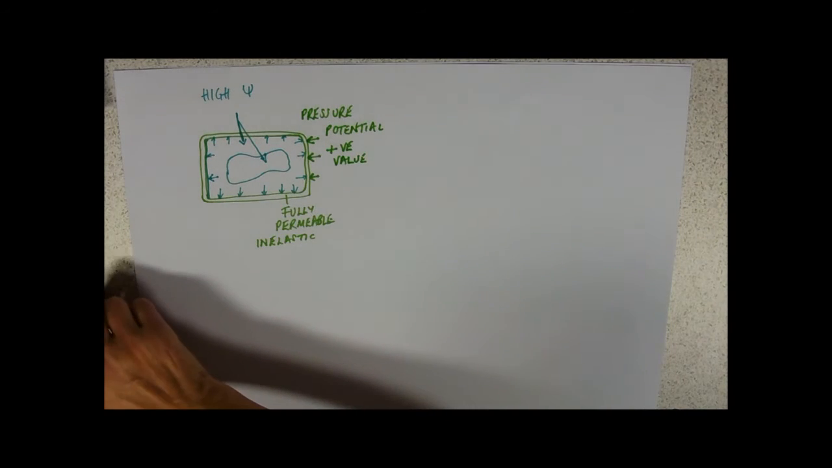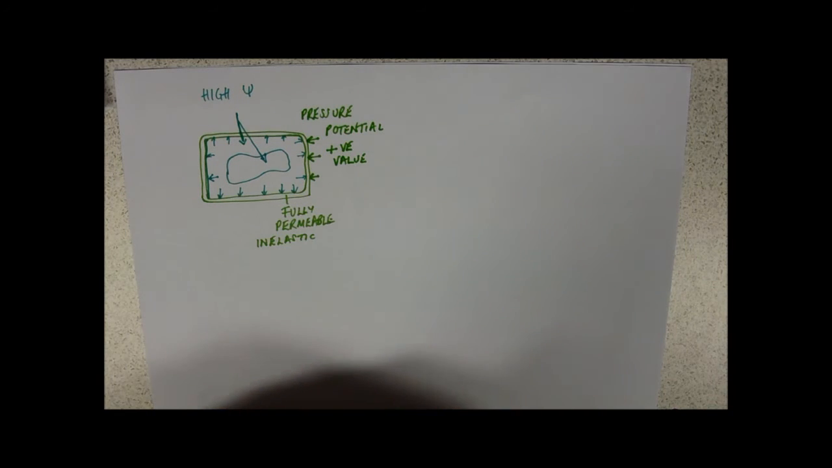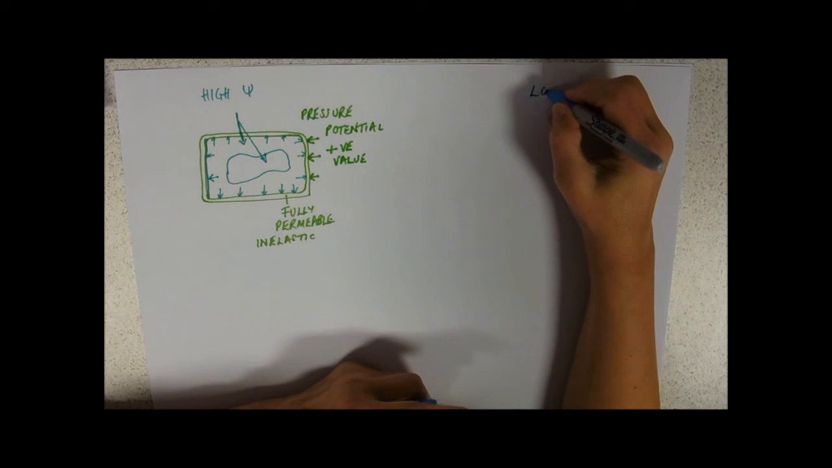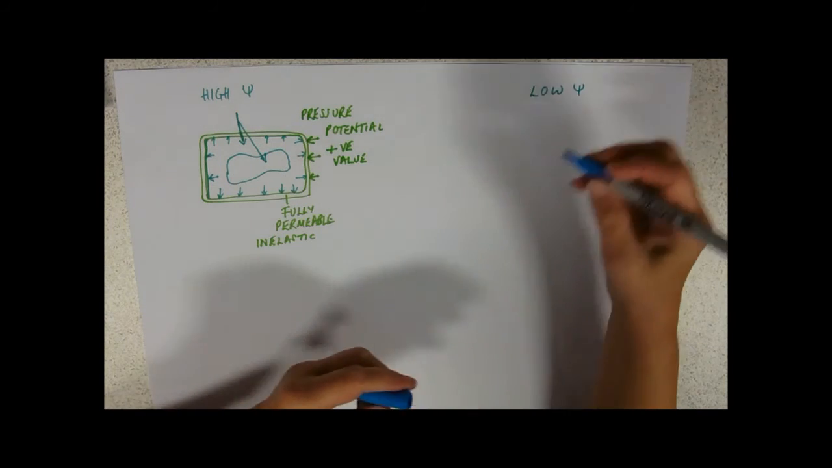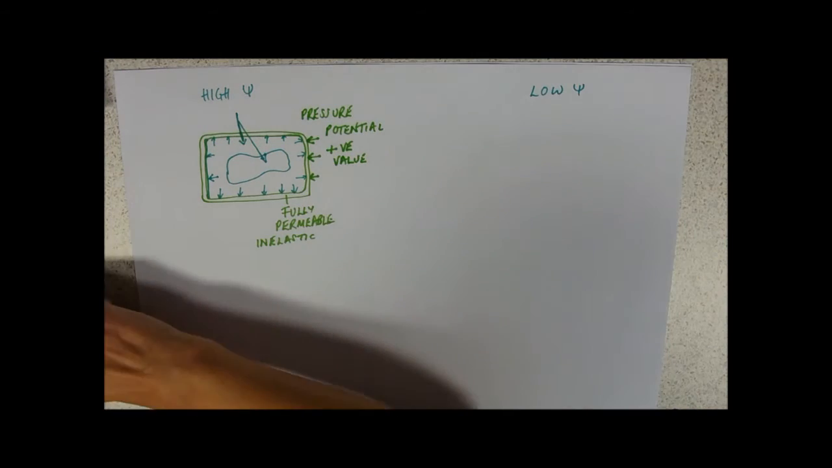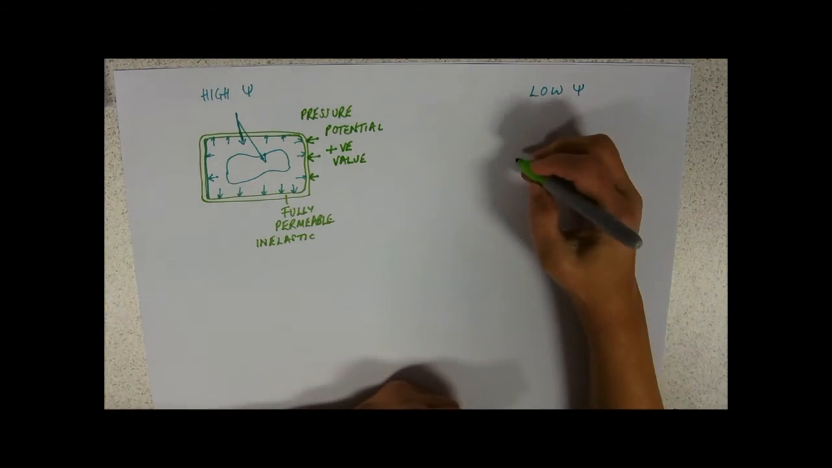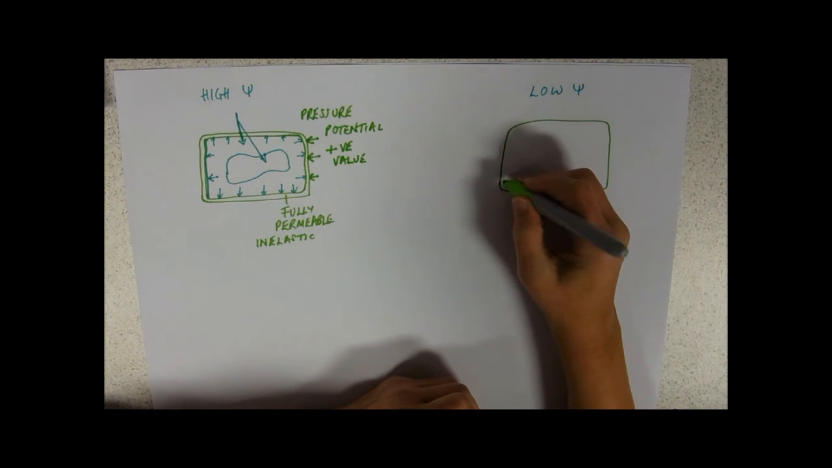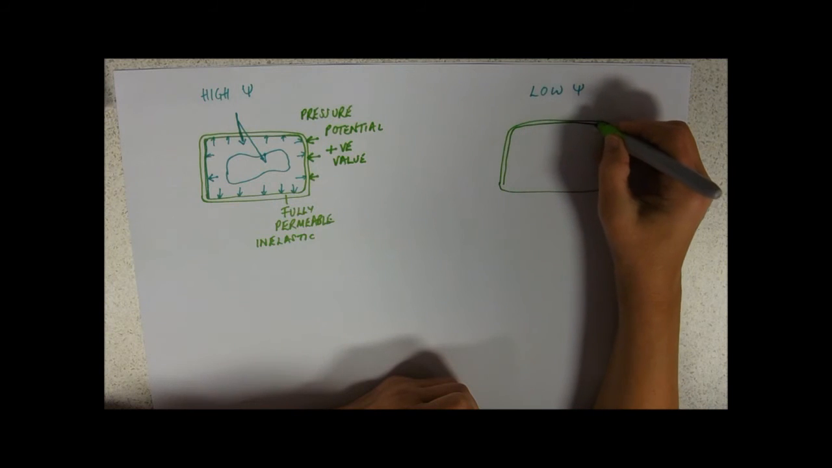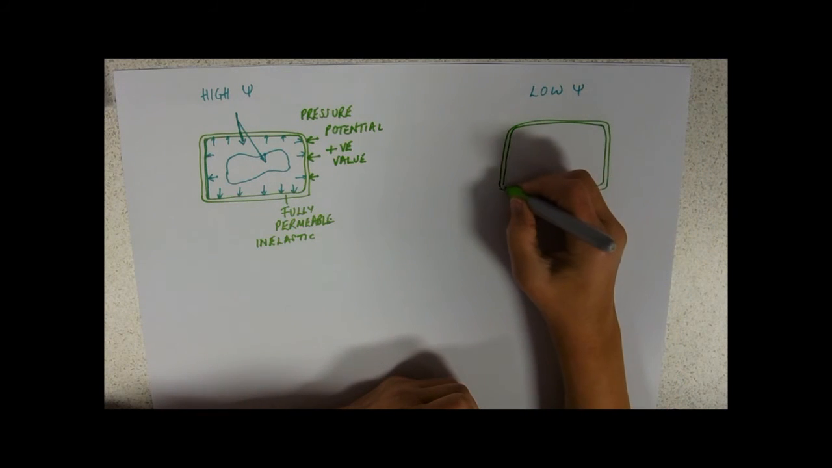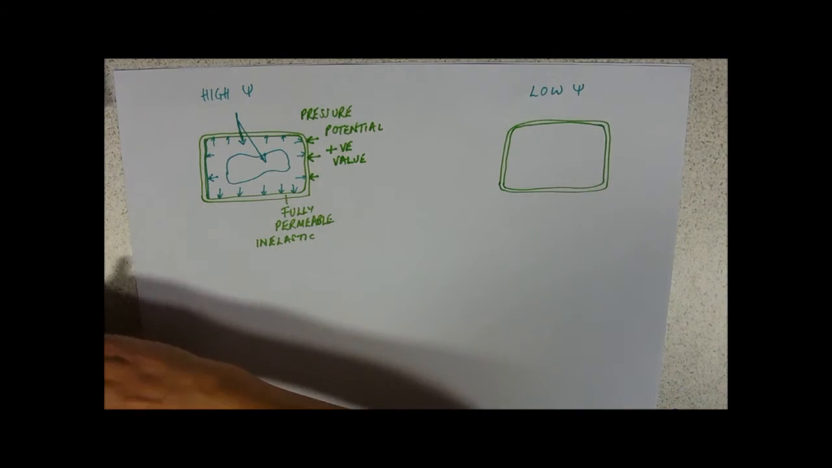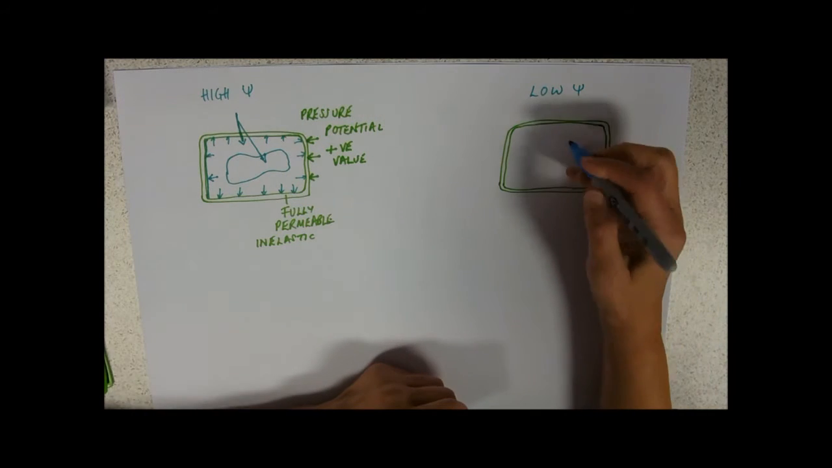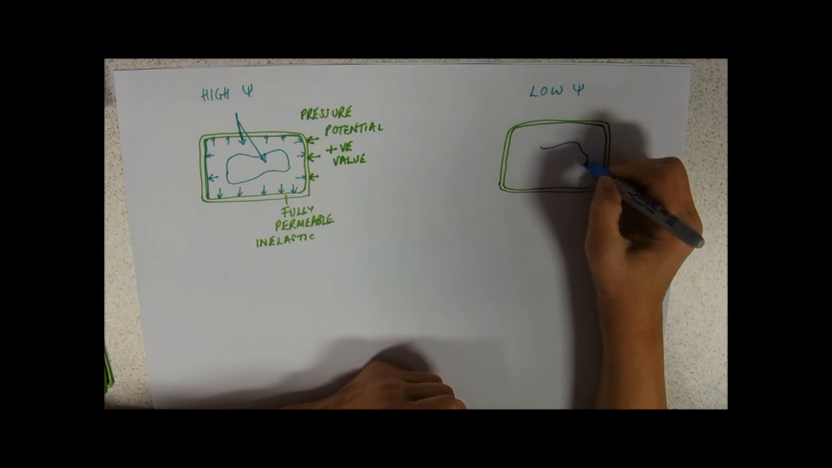If we put our plant cells into a solution that has a low water potential, so lower than the plant cell, our cell walls are pretty rigid structures. So we've got a cell wall around the outside of our cell. We've got our cell membrane, and we've got our vacuole.